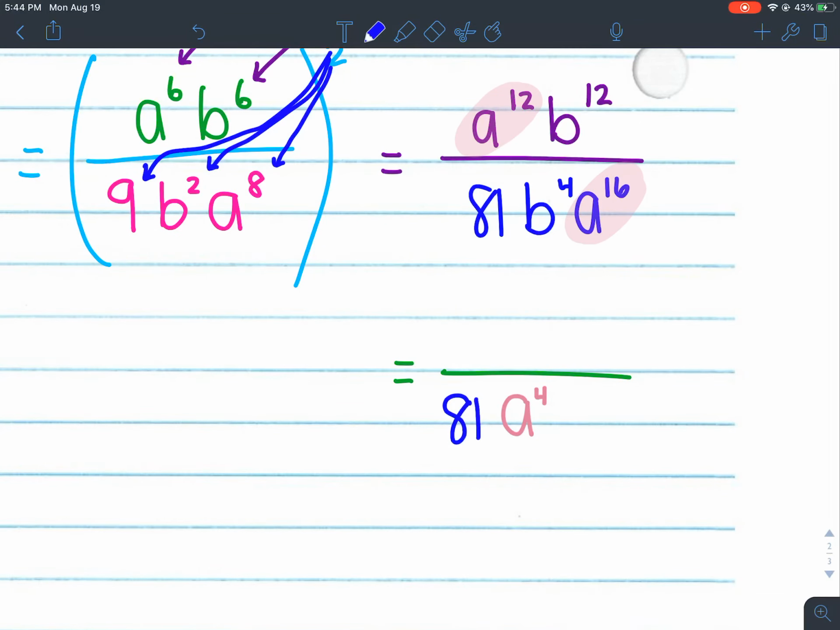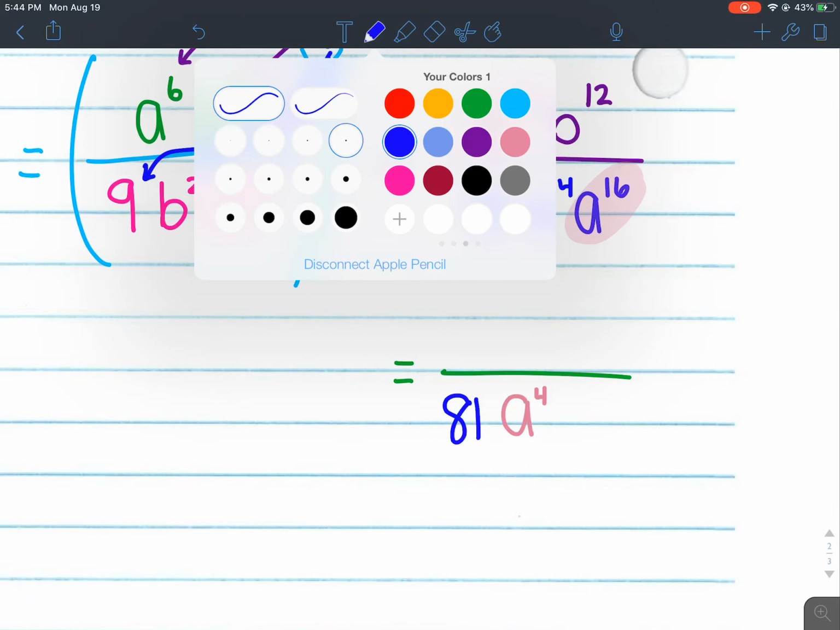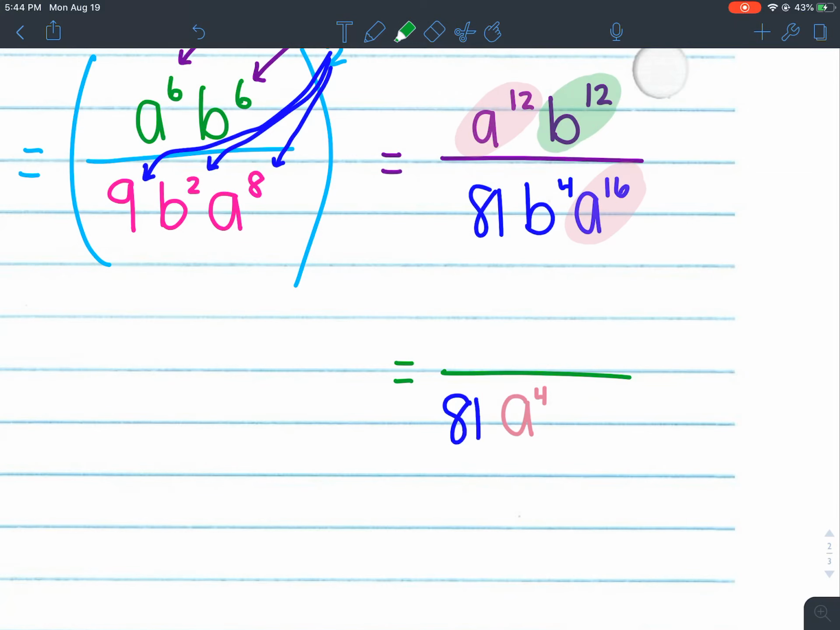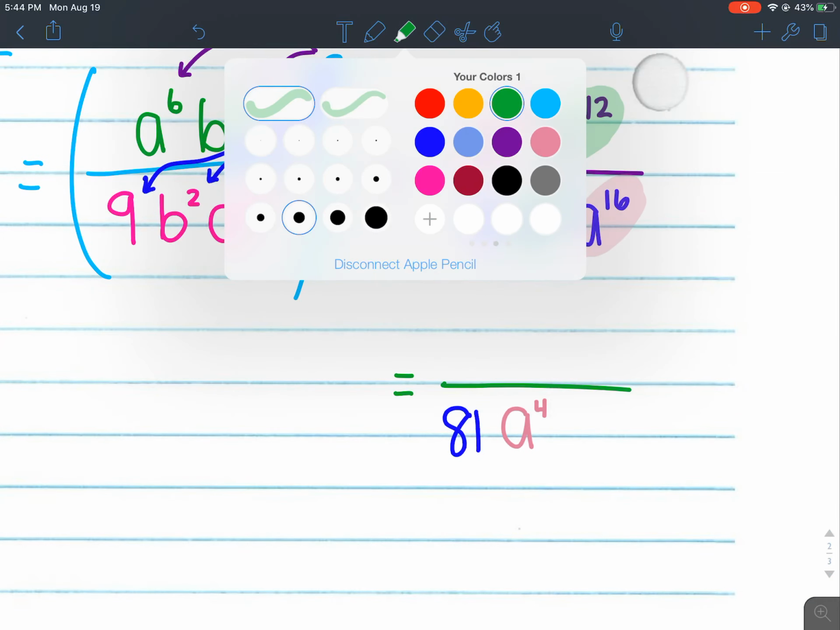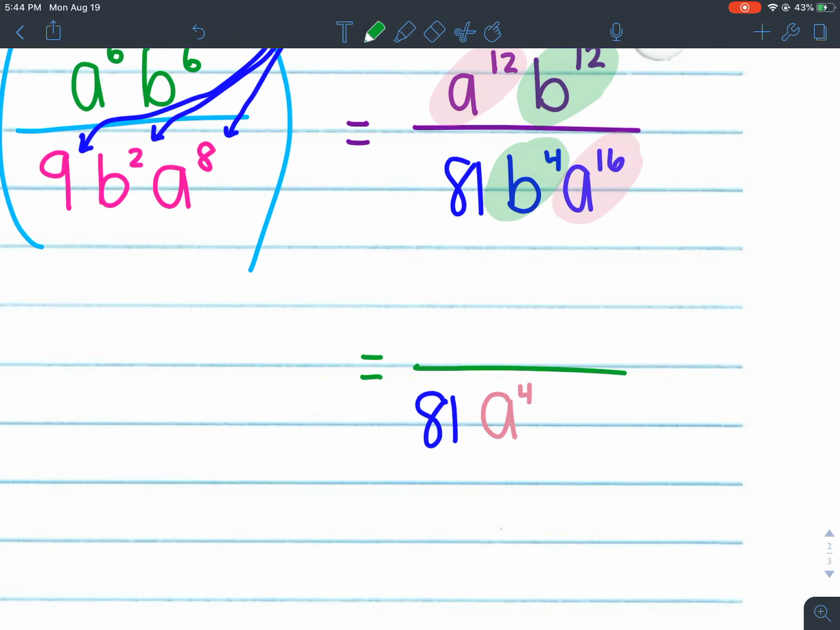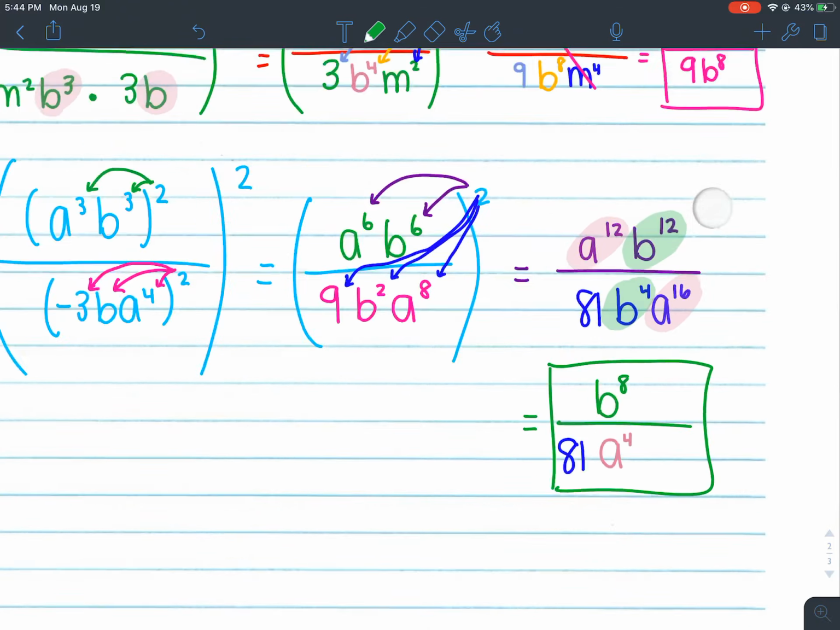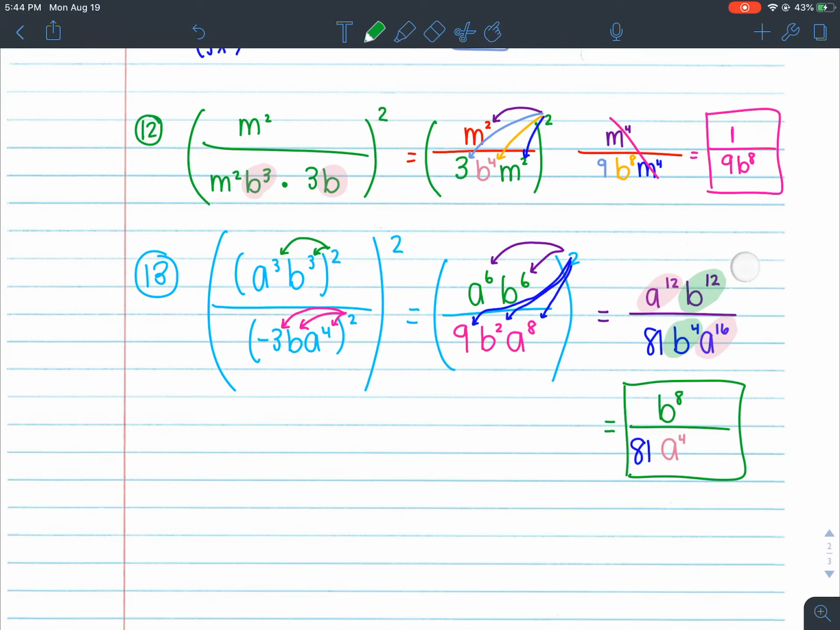Now, the 81 I can't really do anything with, so I'm going to leave it as is. And then I see that I have a b to the 12th and a b to the 4th, and those can simplify. And that's going to give me more b's in the numerator, and I'm going to have 8 more up there. And so now I've simplified the whole expression. I can't go any further, and that is my simplified answer.